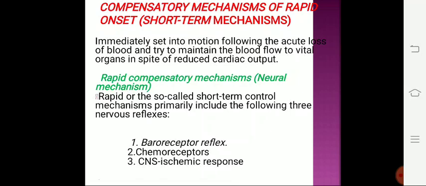CNS ischemic responses. When blood pressure falls below 50 mmHg, this response is initiated. It causes more powerful sympathetic stimulation.